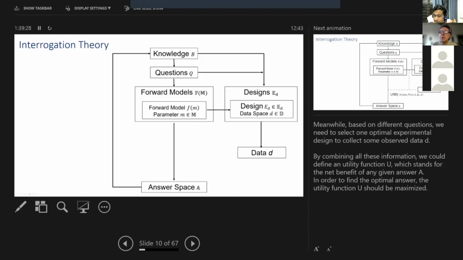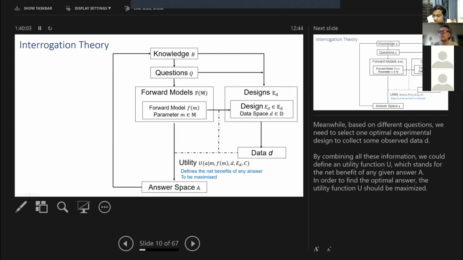To do this with decision theory, what we have to do is define a utility function. This is how decision theory works. And the utility function is a special function that defines the net benefit of choosing one answer A over any other answer A. So for any particular answer we might choose to give to the questions, the utility function determines whether one answer is better than another. And this utility, therefore, is to be maximized. We want to find the answer that maximizes the utility function.